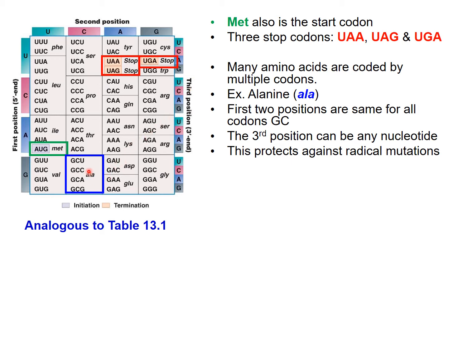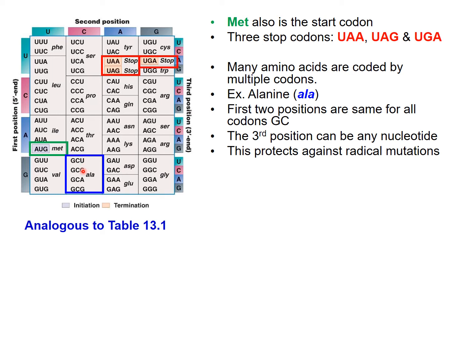Many amino acids are encoded by multiple codons because the code is degenerate. This is something I've been saying from the beginning. And so here's an example. Here we have alanine, as just mentioned, coded by GC and something else. So the first 2 positions are fixed for alanine. Anything that has a G in the 1st position and C in the 2nd position is going to encode alanine. But the 3rd position can change.